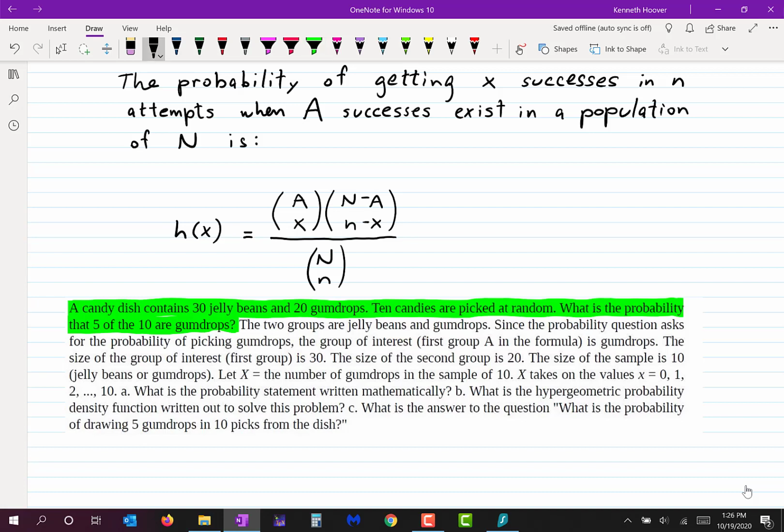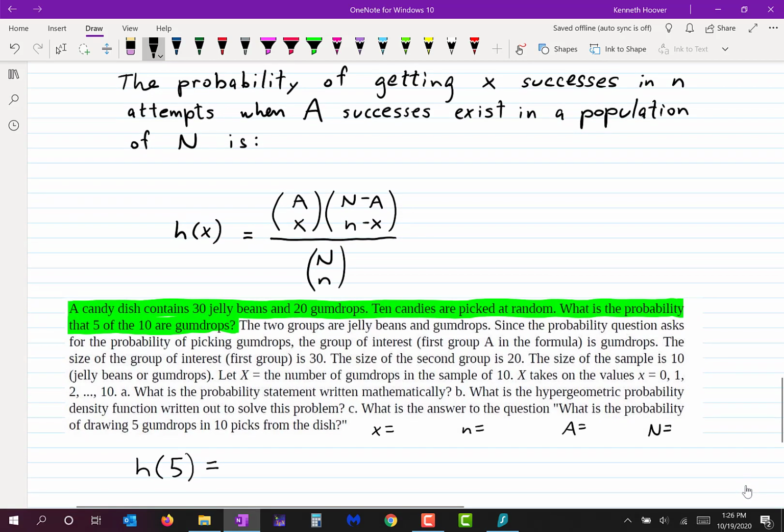So they're asking us for h of 5, which equals, now I want us to write down all 4 of the important numbers here. I want us to write down x, n, a, and capital N. You should be in the habit of doing that. Okay? So what's x? It's the number of successes, and in this case, success is a gumdrop. And they're asking us for the probability of getting 5 gumdrops. So x would be 5 in this question. What is n? n is the number of attempts. How many things are we going to draw? Well, look what it says. 10 candies are picked at random, so n is 10.